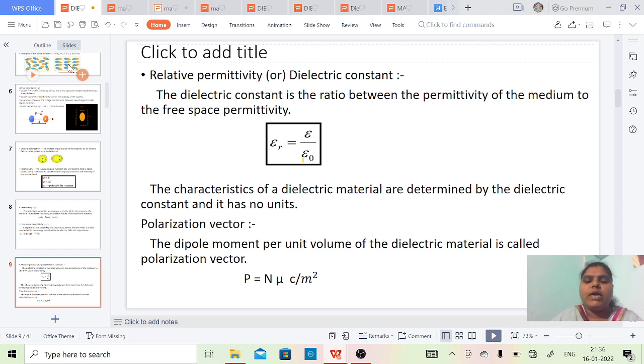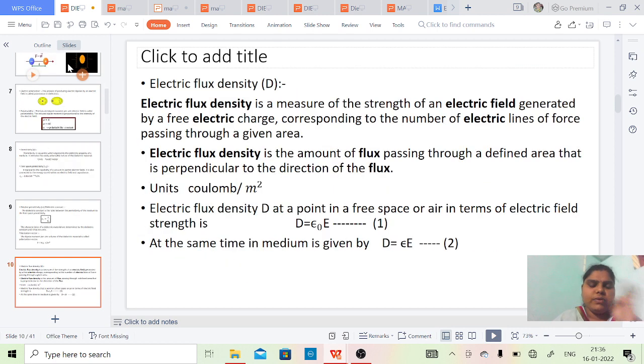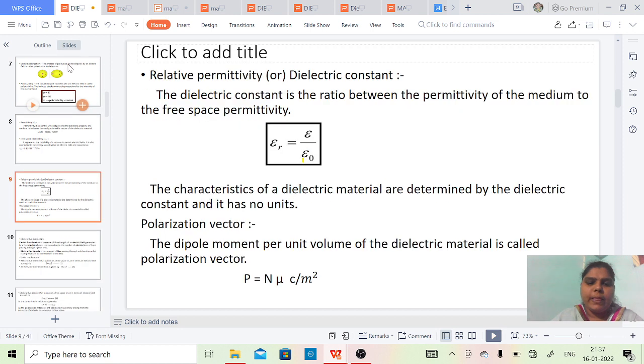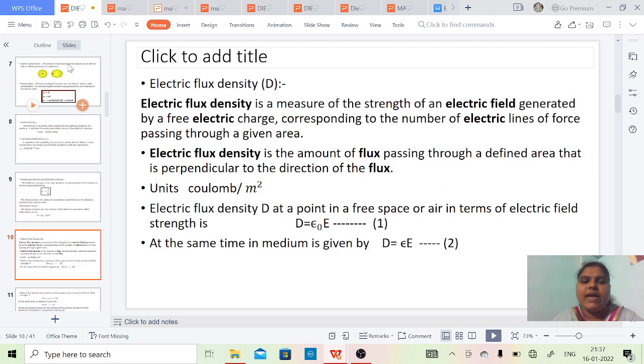And next, polarization vector. The dipole moment per unit volume of the dielectric material is known as the polarization vector. We all know polarization and dielectric polarization. Now, what is meant by polarization vector? The dipole moment per unit volume of the dielectric material is called the polarization vector. So P equals N into mu, and the unit is Coulomb per meter square.